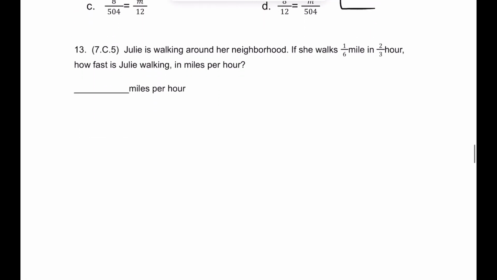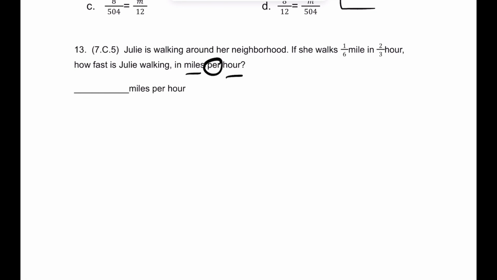Number 13. Okay, so Julie is walking around her neighborhood. If she walks 1/6 mile in 2/3 hour, how fast is Julie walking in miles per hour? Okay, so if she walks 1/6 of a mile in 2/3 of an hour, how fast is she walking per hour? So what we're going to do is we're going to go ahead and take these to each other because this is miles per hour.